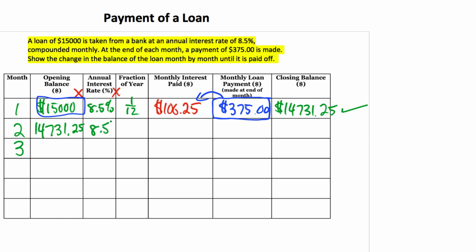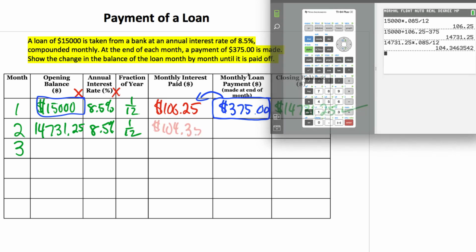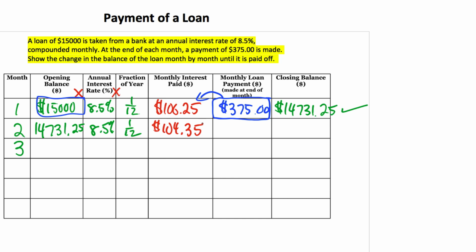It's 8.5% interest for a 12th of the year. Again, let's just make sure we're comfortable with the calculation. We're going to take our balance for the start of the month, multiply by 8.5%, multiply by 1/12. There's our interest for the next month. It's down a little bit. The amount of interest for this month is down because our balance has decreased.